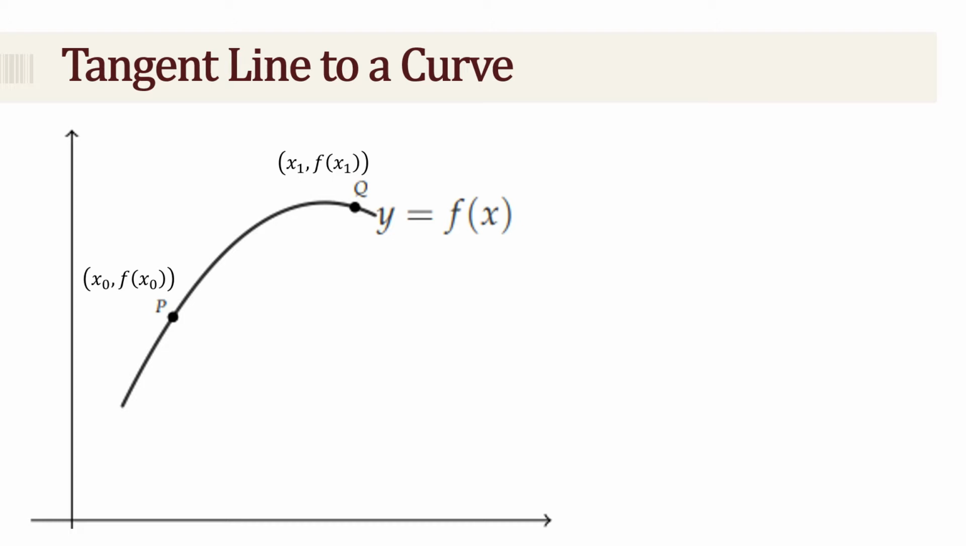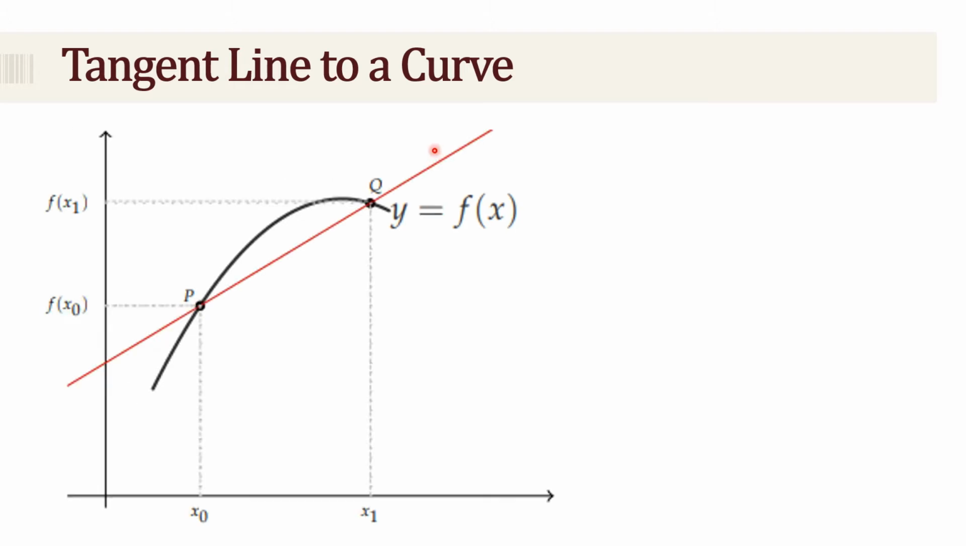with coordinates x sub 0, f of x sub 0 for P, and x sub 1, f of x sub 1 for Q. So we have this secant line, itong red line na to, that connects P and Q. Ngayon, ano ang slope ng secant line na yan? Remember, ang slope natin is equal to rise over run. So that is change in y over change in x.